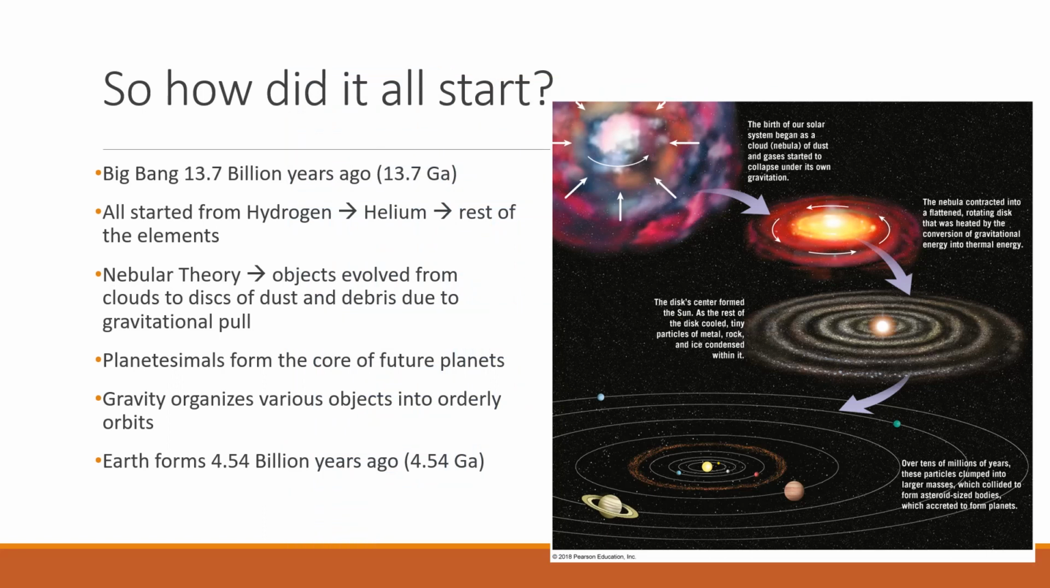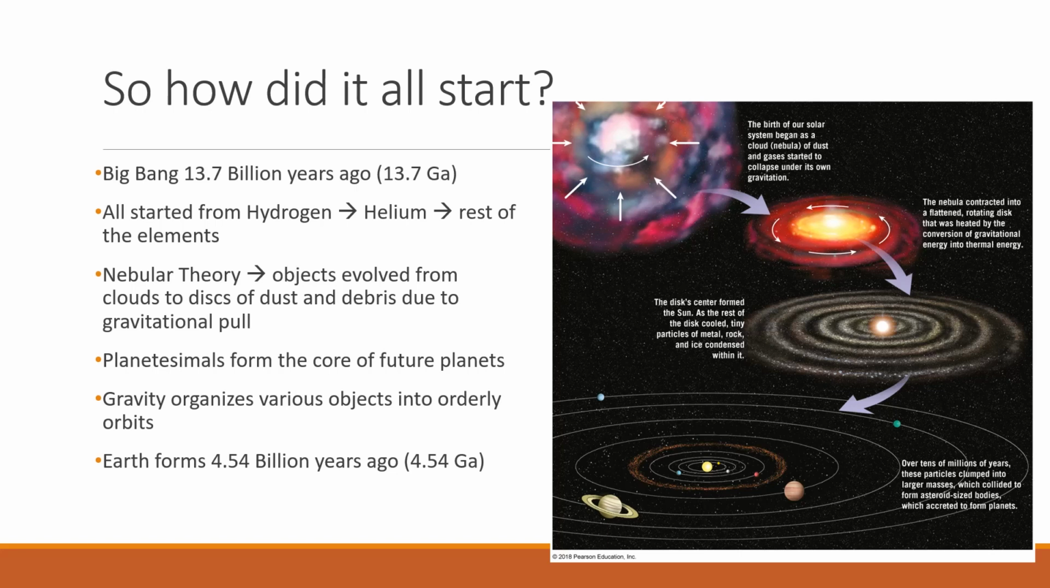So how did everything start? So we start off with the Big Bang about 13.7 billion years ago. So this is the start of the universe. The birth of the universe began as a solar nebula. Dust and gases collapsed down. This all started with hydrogen. So hydrogen is 1 on the atomic scale. Two hydrogens combine together to be helium, and then from there we get to the rest of the elements.